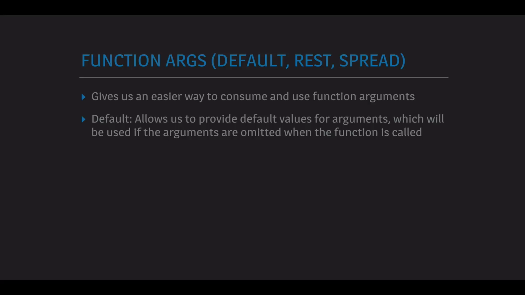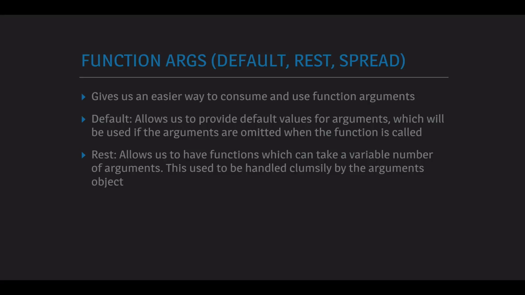Secondly, we're going to look at rest. Rest allows us to write functions which have a variable number of arguments. It's a nice replacement for using the arguments object to do this, which was always a little clumsy in my opinion. Let's look at some code.